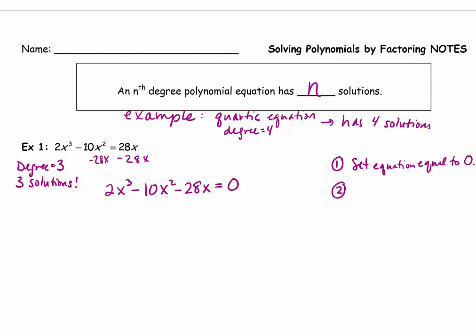Next, we're going to find out what the GCF is. If I look at all of my terms, I'm going to find out what they have in common. These terms all have a factor of 2, but they also have a factor of x. So our GCF would be 2x. And when I factor out the 2x, I'm left with x squared minus 5x minus 14.